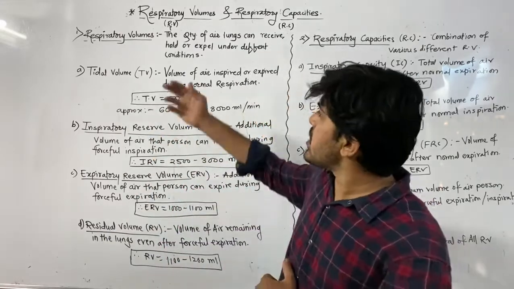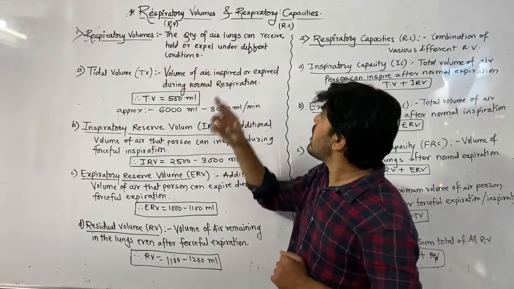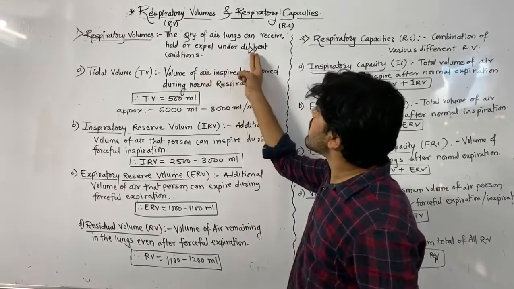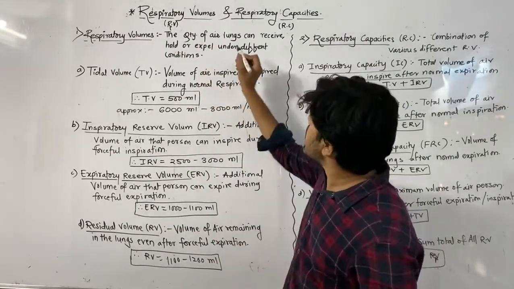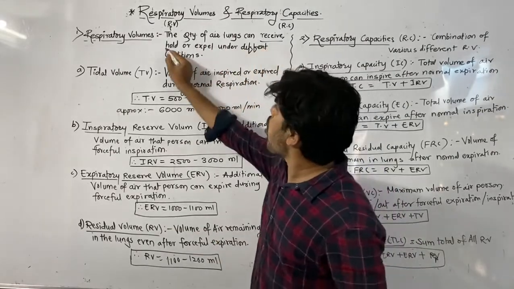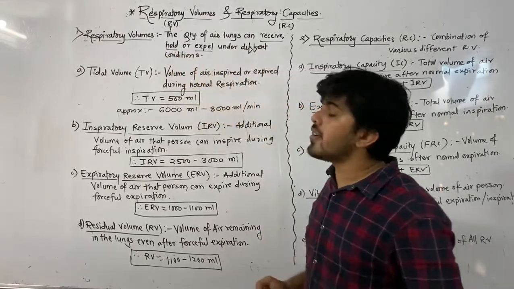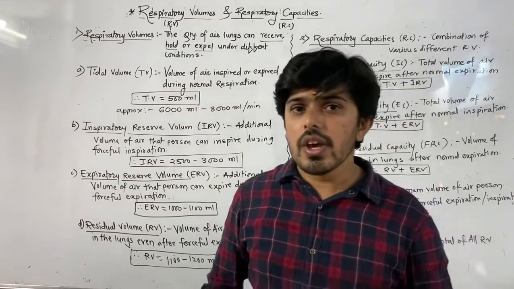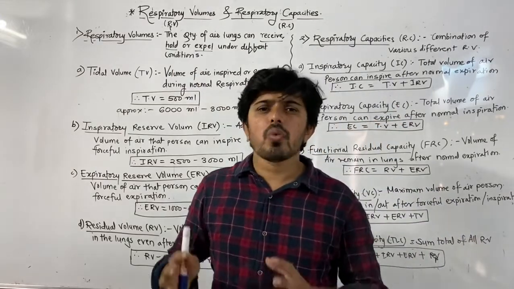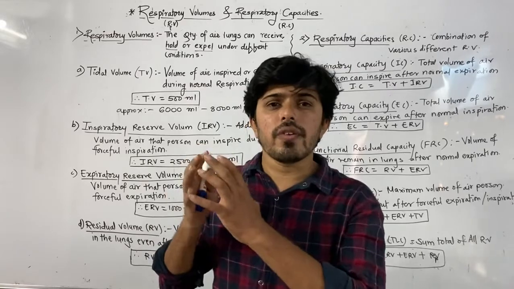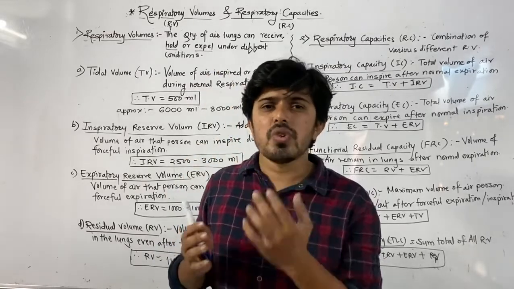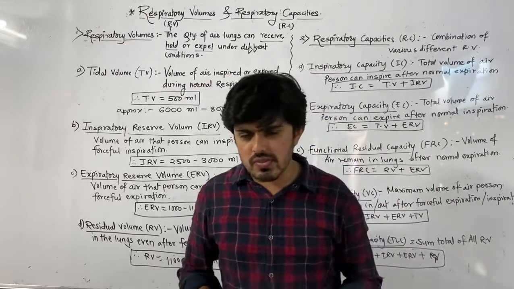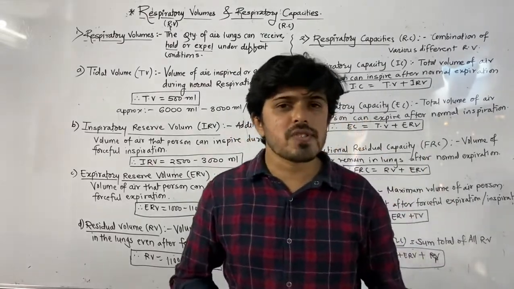So you can see the definition here. The quantity of air lungs can receive, hold or expel under different conditions is called respiratory volume. Three terms I am telling. Clear? So respiratory volume is the volume of air, the quantity of air which the lung receives, holds or expels. Remember these three terms. And there are different types of respiratory volumes.